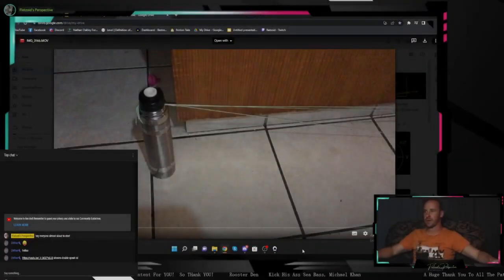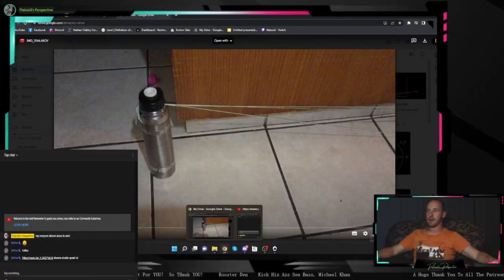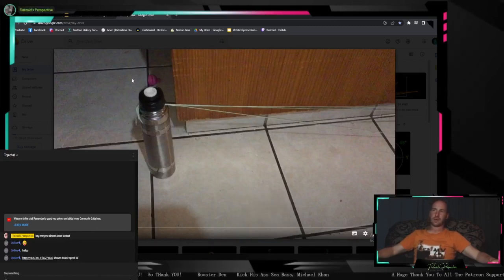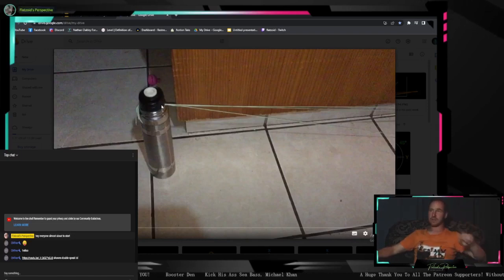I hope it's showing up. I have to actually check just to make sure. Yes, okay, it's showing. So anyway, I used this flask and I placed the reference of Polaris here.